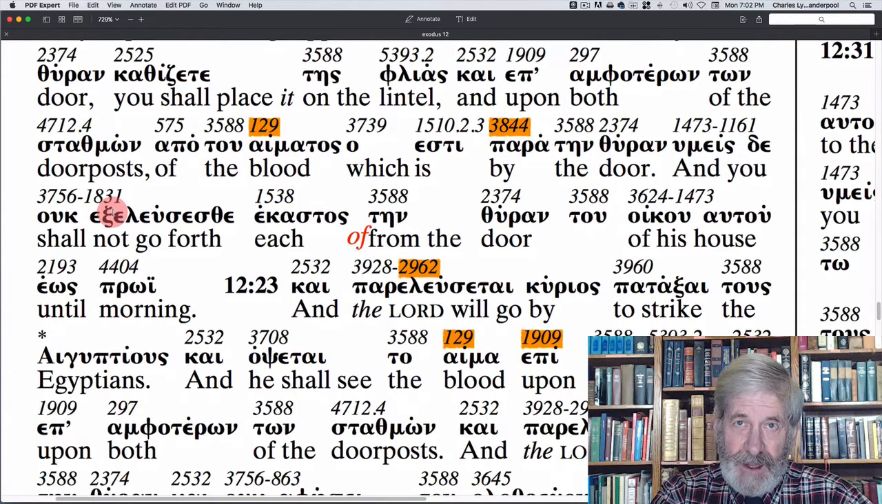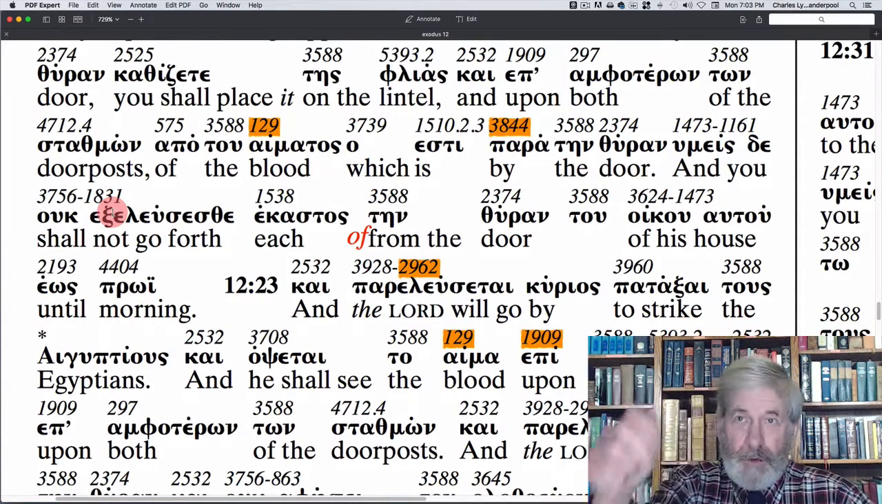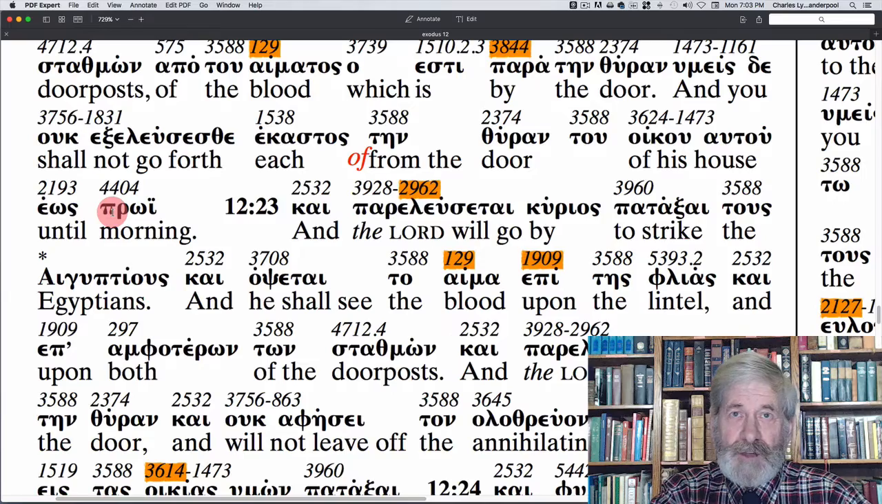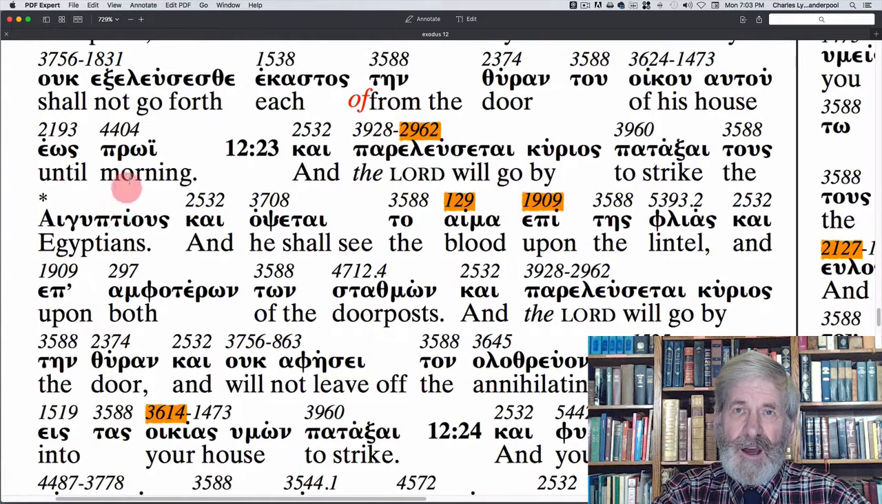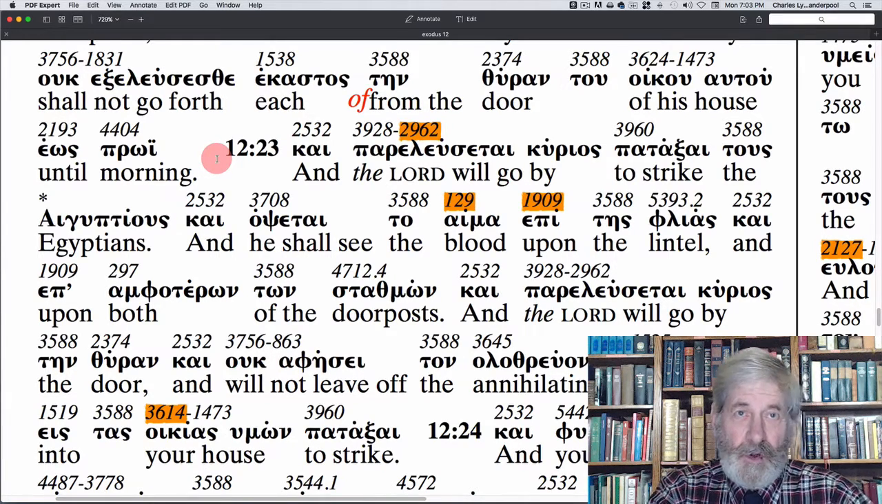So they sacrifice the animal, then they put the blood in a basin and cooked it on a fire and ate it with the bitter herbs, standing up, ready to go. But before they left, they took the hyssop, put it in the blood, sprinkled it on the doorposts and the lintel, and took off. And you shall not go forth, each of you, out of the door of his house until morning. That's exactly how they are to celebrate this feast. So you don't go forth after you eat. All the people stay in this one house, I suppose.